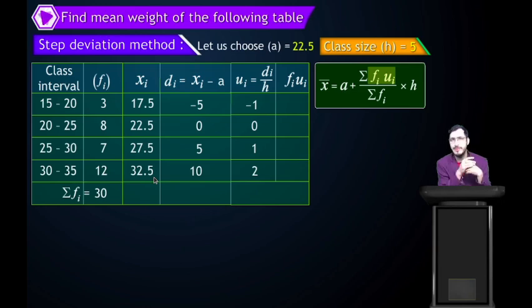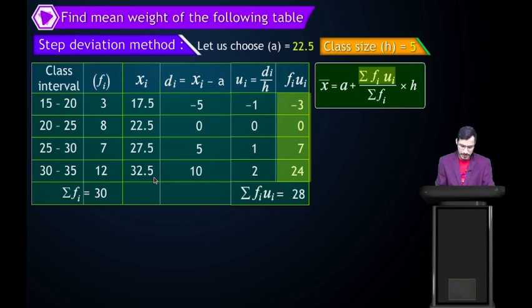Then we multiply fu, that means column f and column u. You can see column f and column u. So 3 into minus 1 is minus 3. 8 into 0 is 0, 7 into 1 is 7, and 12 into 2 is 24. So sigma fu we can write as 28 here. 24 plus 7 minus 3, that is 28 here.